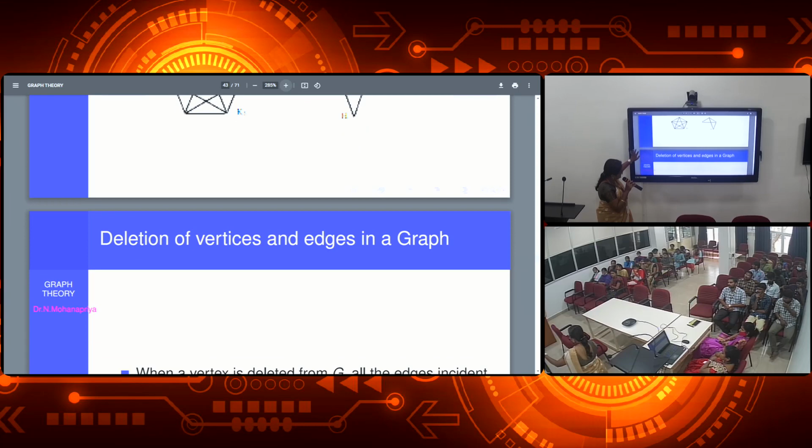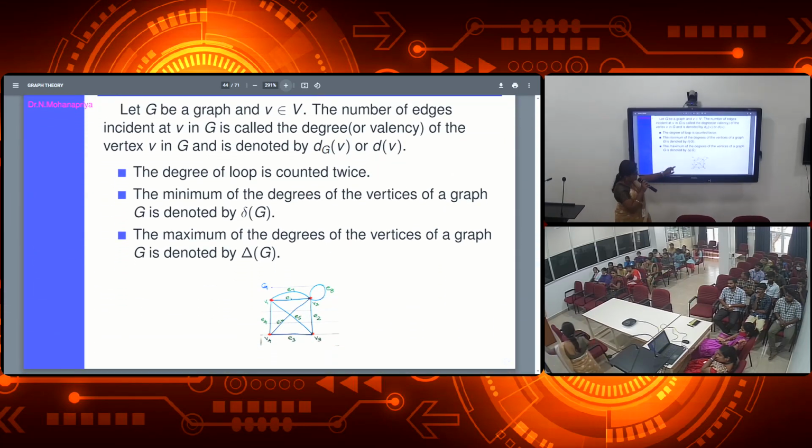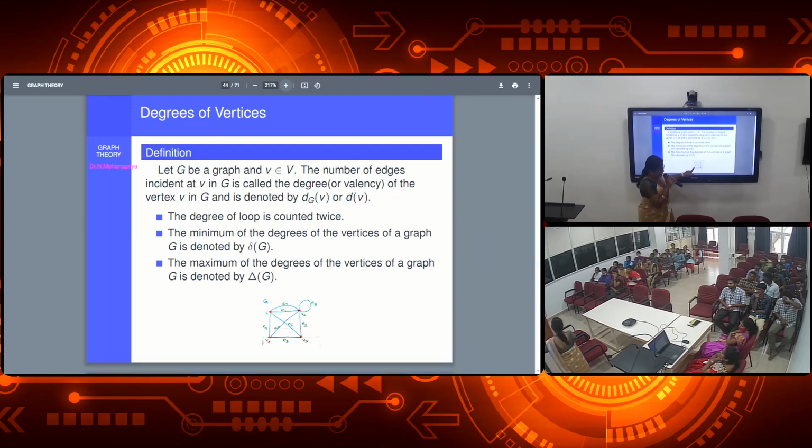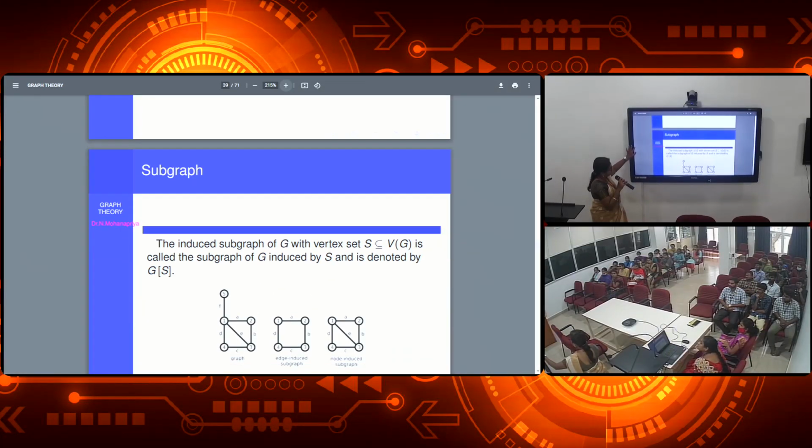I will take that example. Suppose I consider this one as a graph. Here the induced complete maximum subgraph is K4, because here we have K2, then we have K3 and K4. So we have to choose only the maximum complete subgraph. That is a clique. In this graph we have K4 as a clique.